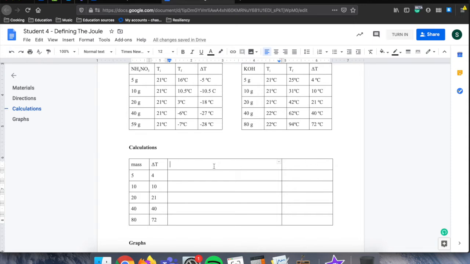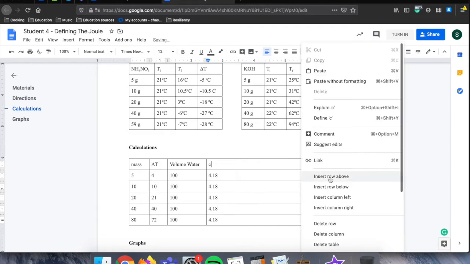We're going to put in our volume of water. For each case, this is going to be 100. So really, you can just highlight this, copy it, paste, paste, paste, paste. Good. And then we need our specific heat of water, which was just labeled with a C. That's going to be 4.18 each time. Again, we can just paste that. All right, and then I need to add in insert column right.